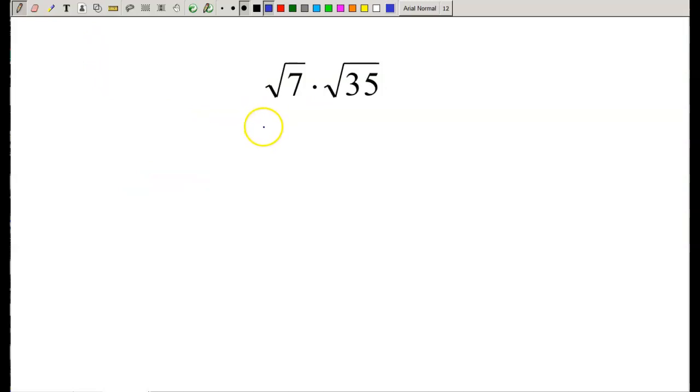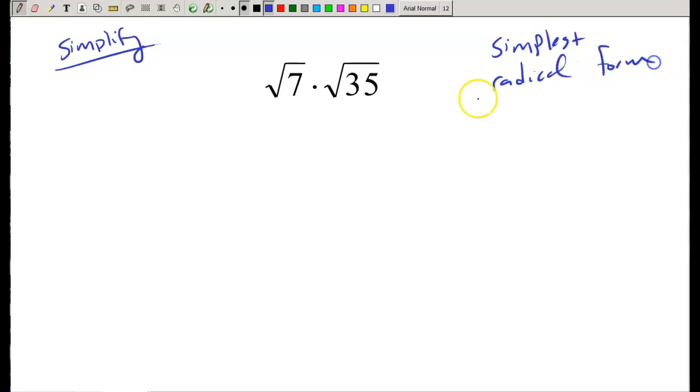All right, another problem here is the square root of 7 times the square root of 35. And again, all we're going to do here is simplify as much as possible without just plugging this in and getting a decimal approximation. We want to keep this in exact form and keep it in what's often referred to as simplest radical form. Let me write that down. Simplest radical form.